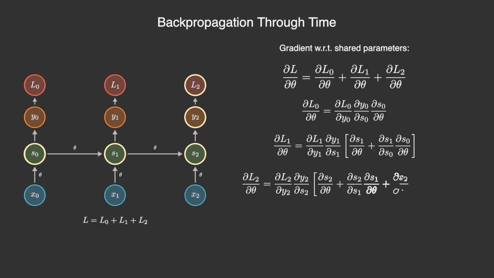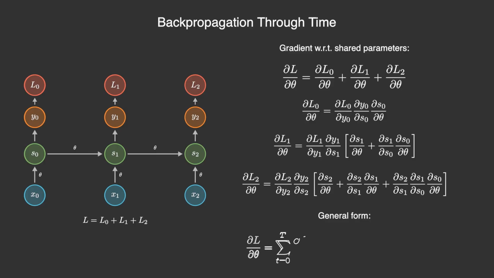For time step 2, the pattern continues. Now we have three terms in the brackets, the direct contribution at S2, then a path back through S1, and finally the longest path all the way back to S0. Each additional step adds another term, tracing the gradient one step further back in time.